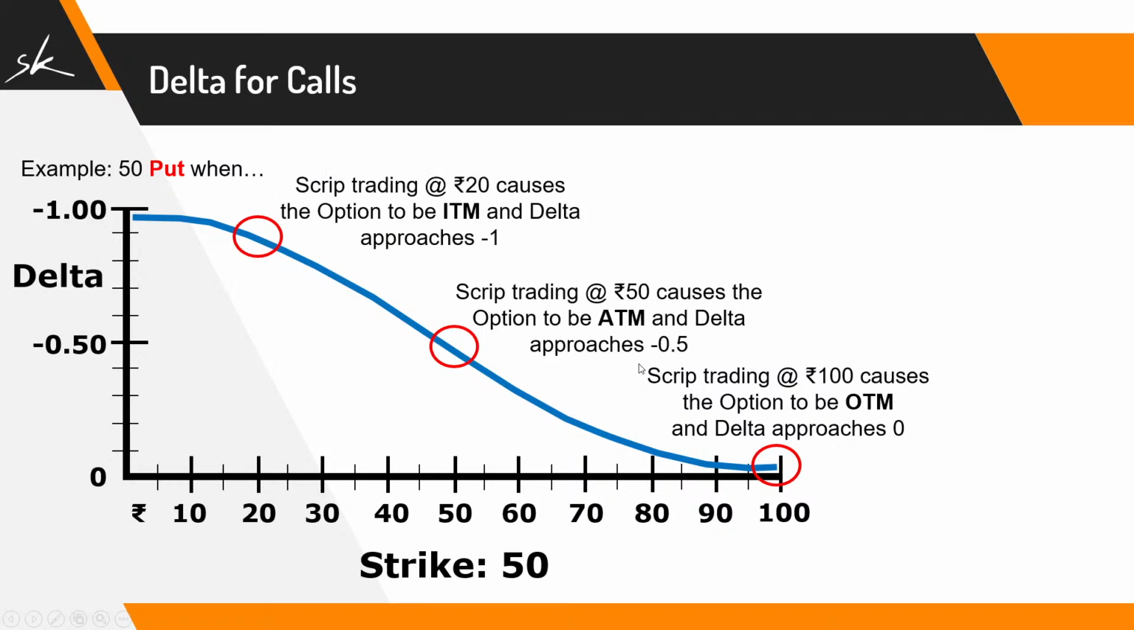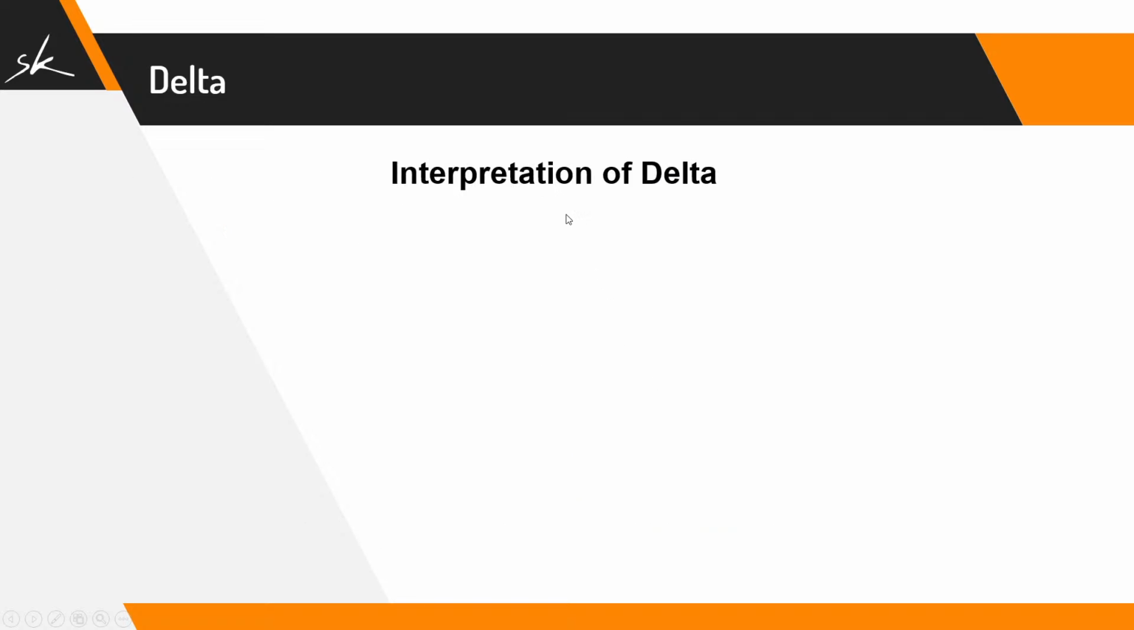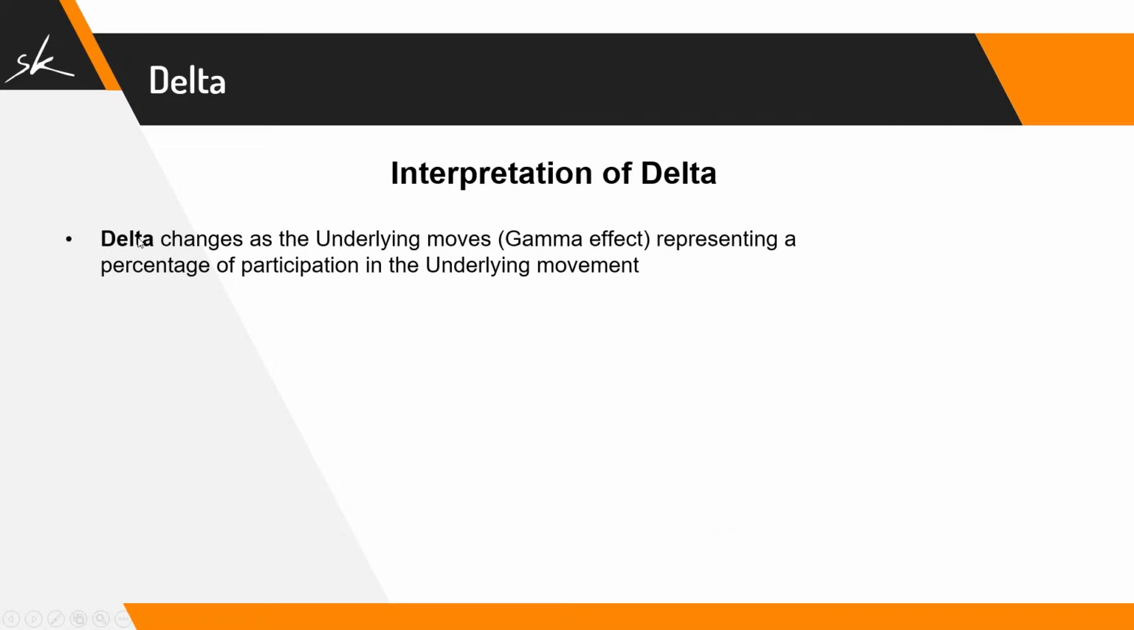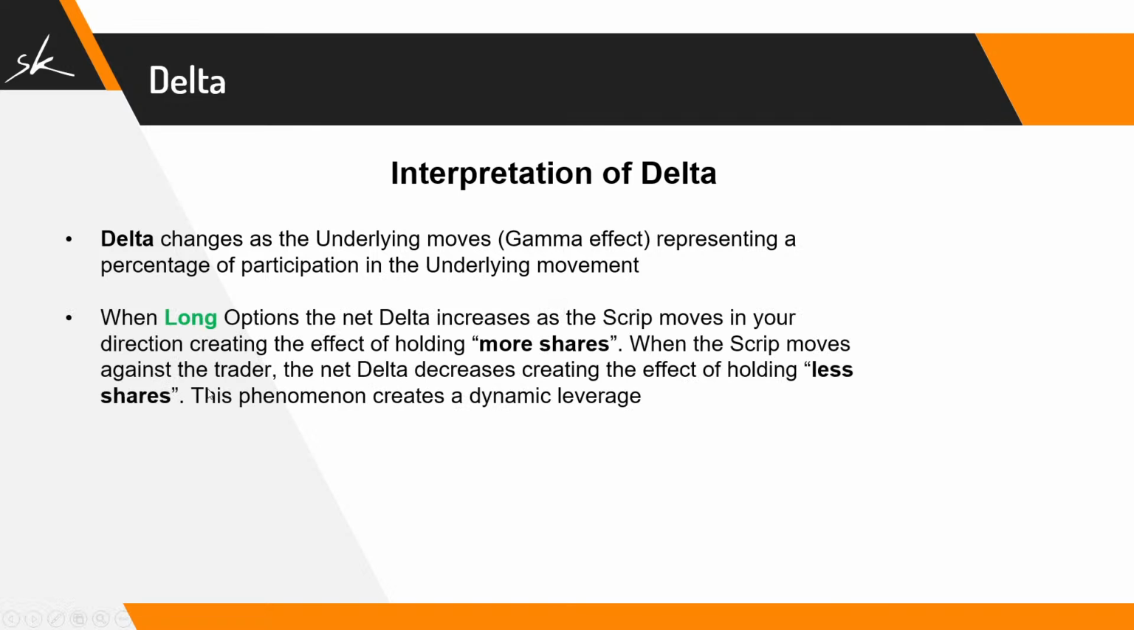So now let's move ahead and see what else we have. What is the interpretation of the delta? The delta changes as the underlying moves, and what is changing the delta? The gamma is changing the delta. As we move ahead, we'll also be covering gamma in one of the sessions, but the delta changes as the underlying moves. And this is because of the effect of gamma, representing a percentage of participation in the underlying movement. So what do we mean by percentage of participation? We'll understand it as we move a few slides ahead.